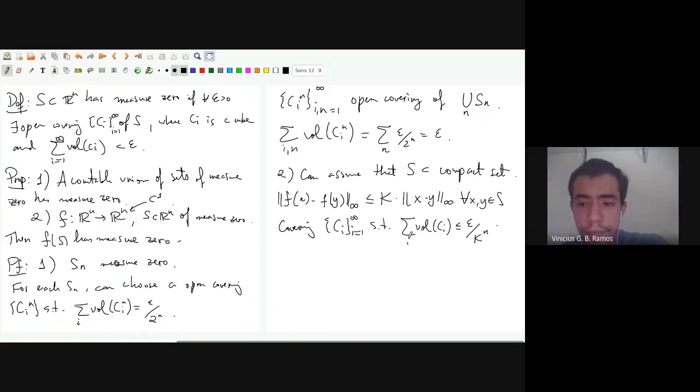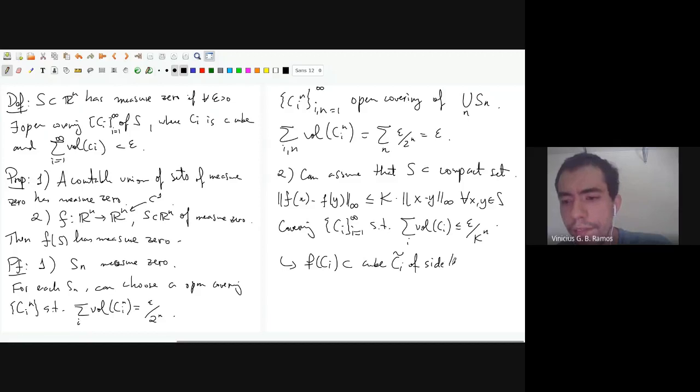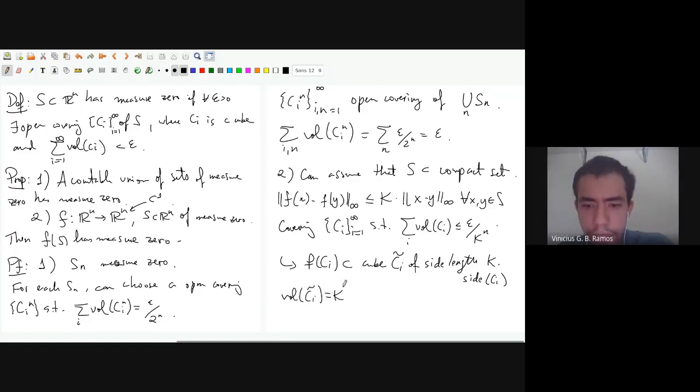Okay. So now notice that, because of this inequality here, f of Ci is contained in a cube Ci tilde of side length k times the side of Ci. So Ci has some kind of side, and then I multiply the side by k, at most. So that means that the volume of Ci tilde is equal to k to the n times the volume of Ci.